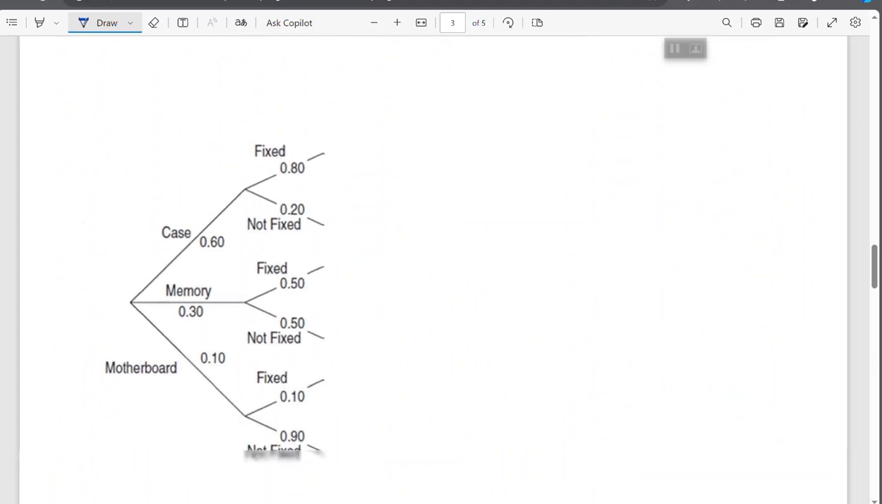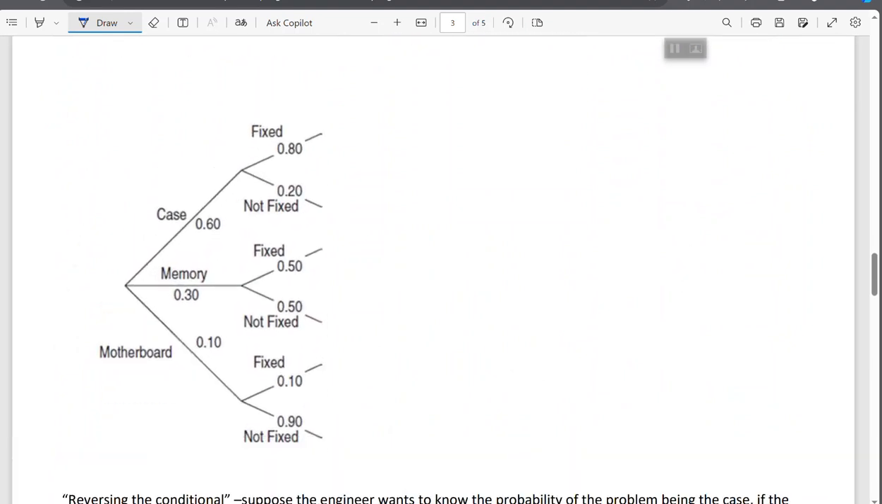All right, so we say with all of these defects, we say 60% of them are the case alignment problem. And we say if this problem is a case alignment problem, 80% of them can be fixed and 20% of them cannot be fixed. So this is easy to understand, right? If it is a case alignment problem, it is much easier to get fixed. So we say 80% of them can be fixed, 20% cannot be fixed.